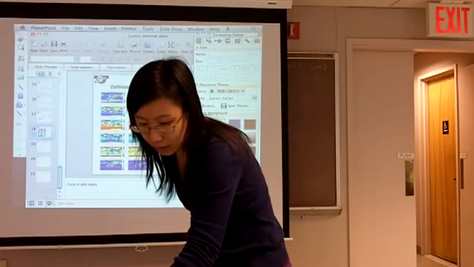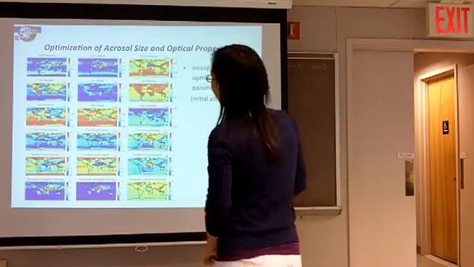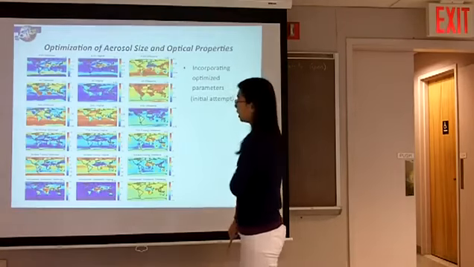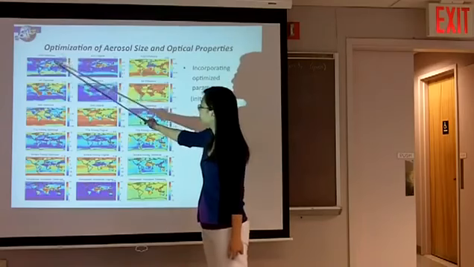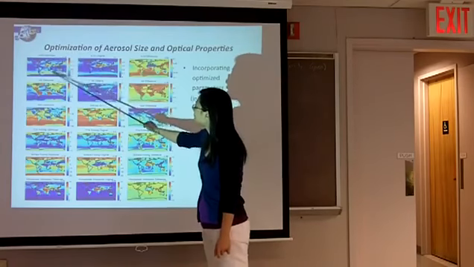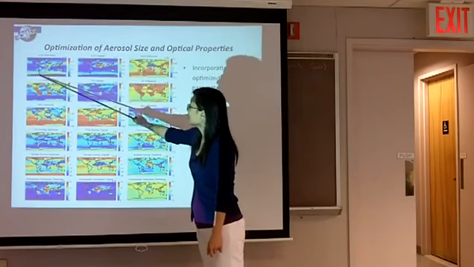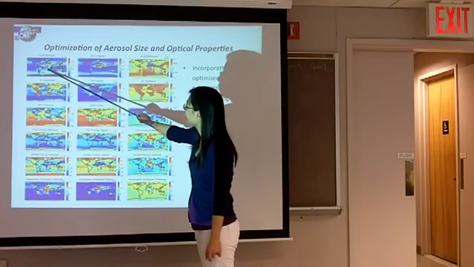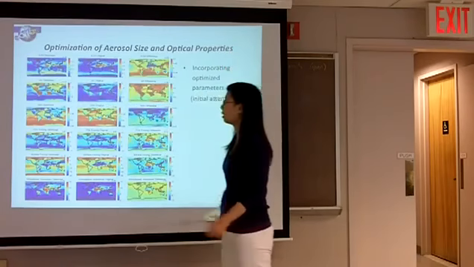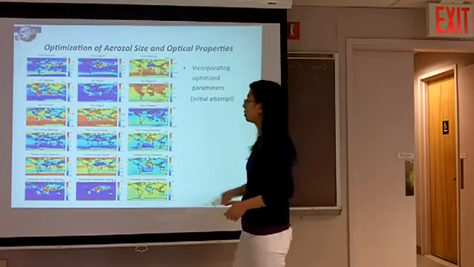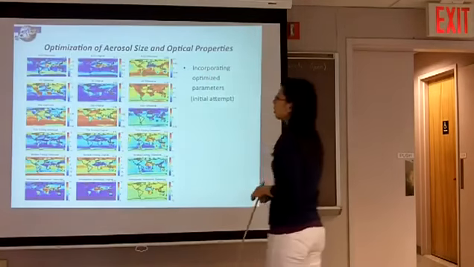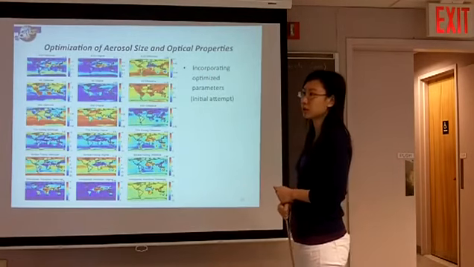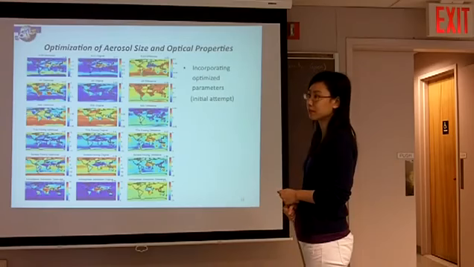Like this one. When we decrease the size, the AOD for East Asia and also here, which were originally underestimated, have now become larger, though not all of them. So that's purely by changing size.